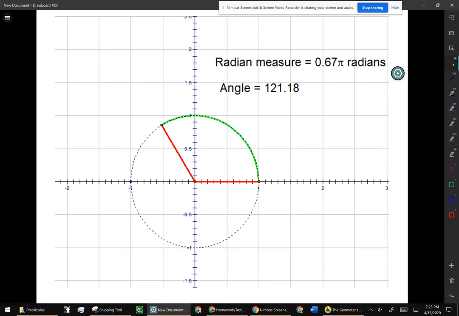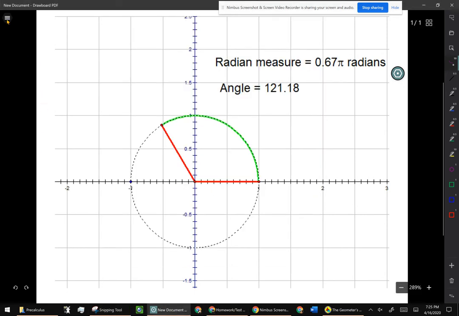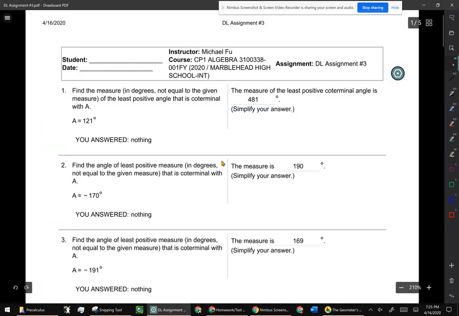And the math behind it is actually really easy, as you can guess, because that means another angle that gets me to a coterminal angle would be, let's go back to, it's over here. All you have to do is take 121 and add 360 to it. And that's it, 481 degrees. It's as easy as that. You're just trying to get another angle that ends up in the same place.